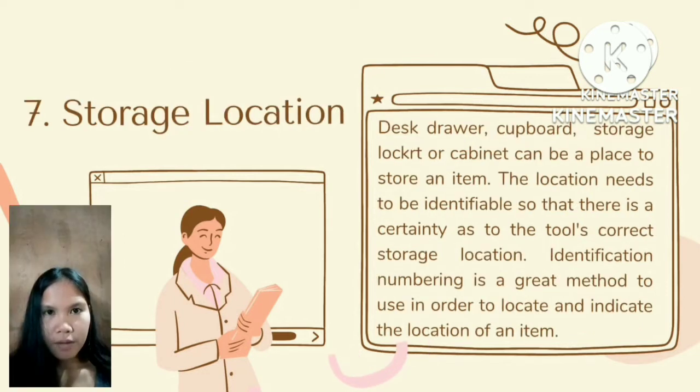Storage location. There are many places that can be used to store an item: a desk drawer, cupboard, storage locker, or cabinet. The location needs to be identifiable so there can be certainty as to the tool's correct storage location. Cabinets can be numbered or identified where there is a possibility of confusion because they are similar in appearance.